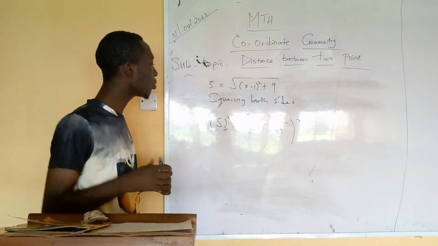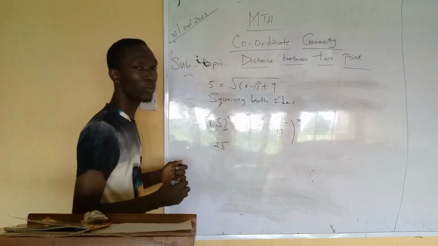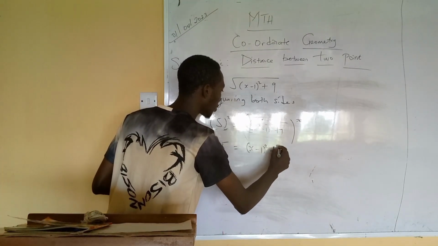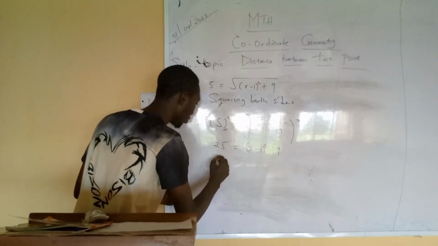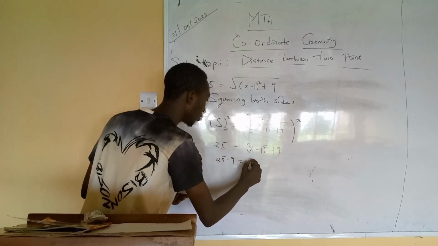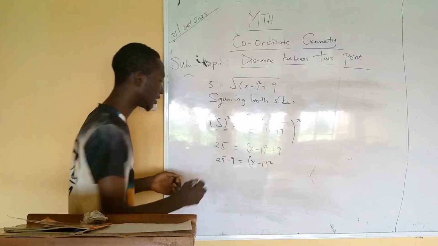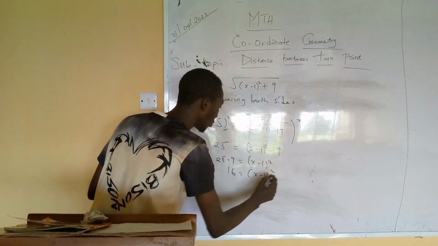Therefore, 5 squared is what? 5 times 5, which is 25. Now the square cancels the square root, and we are left with (x minus 1) squared plus 9. Now we can collect like terms. Bringing 9 over, it becomes 25 minus 9 equals (x minus 1) squared. Now 25 minus 9 is 16, so 16 equals (x minus 1) squared.